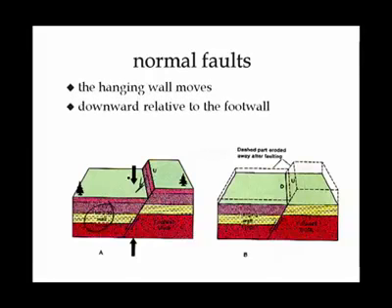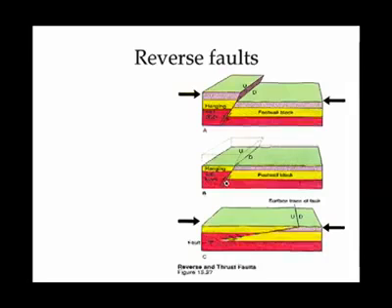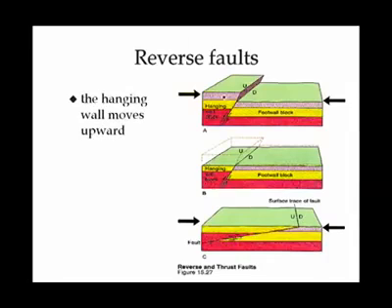Now, I can't prove that the hanging wall went down and the footwall stayed the same place. It's just relative to each other. Every normal fault results from tension. That is, the crust is getting pulled apart. The opposite of a normal dip-slip fault is a reverse fault, which results from compression. In a reverse fault, the hanging wall has moved upward relative to the footwall. It is the upthrust as opposed to the downdropped.